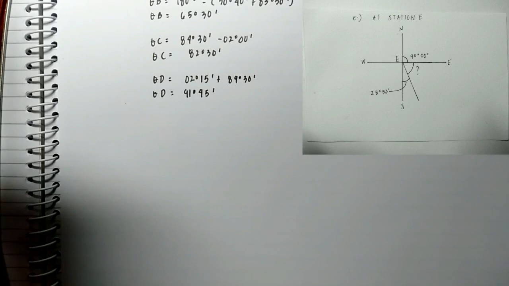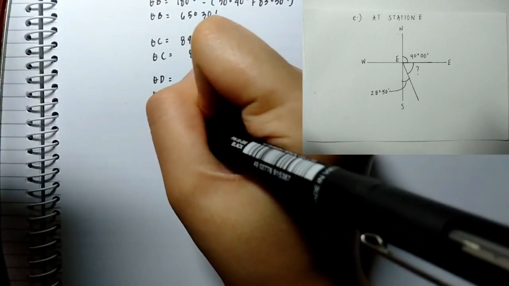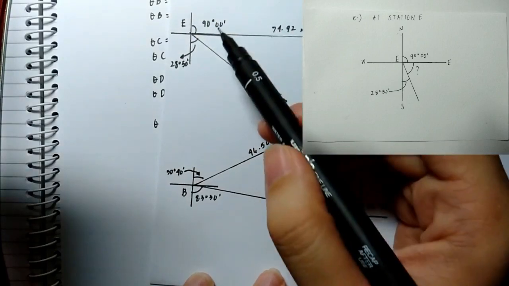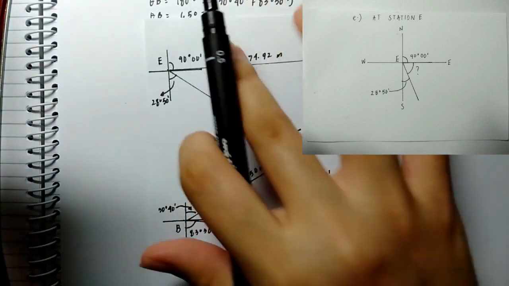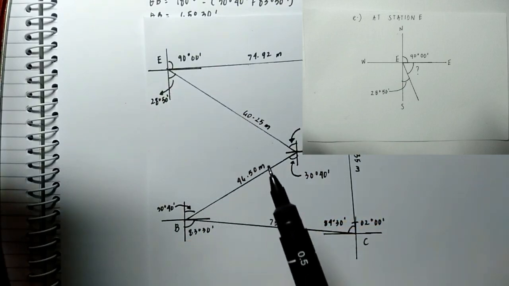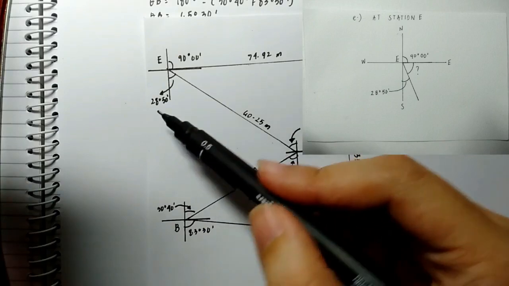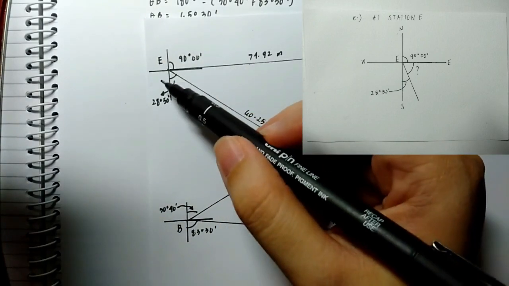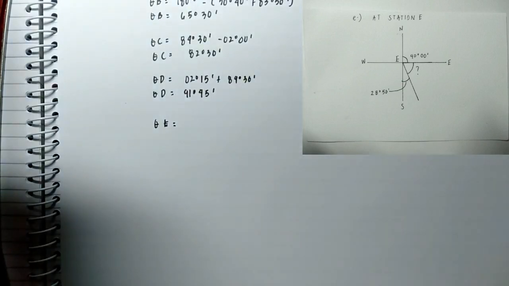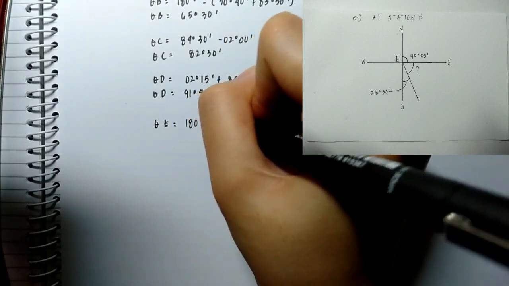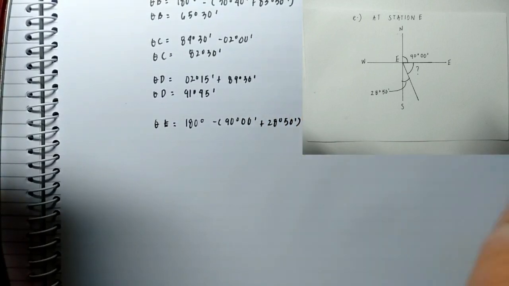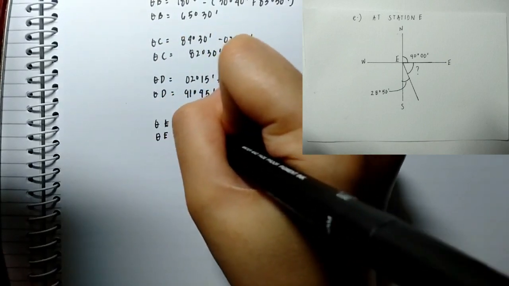Next is for the station E. Ito siya, 'di ba? So, 90 degrees siya. So, due east siya kasi nandito nga siya sa E. So, yan yung observed bearing ng ED. Tas, ito naman yung sa EA. So, anong gagawin natin dyan? I-minus natin yung 180 doon sa dalawang ito. Kasi, ang hinahanap natin dyan ay from here to here. So, that would be 180 degrees minus 90 degrees plus 28 degrees 50 minutes. So, ang answer for that ay 61 degrees and 10 minutes.